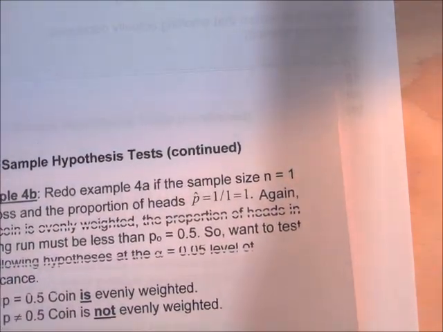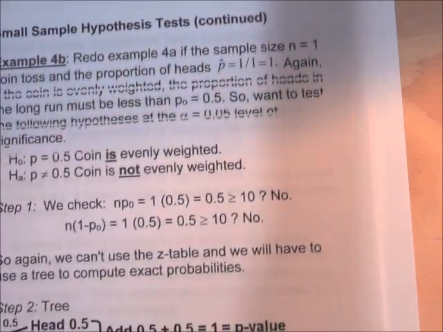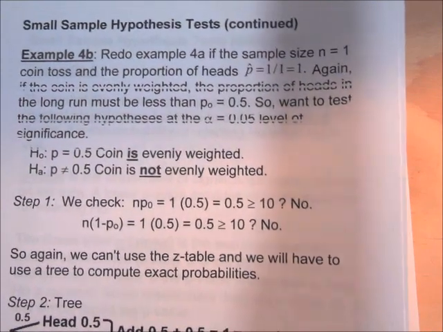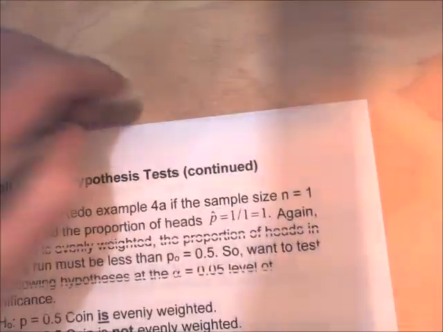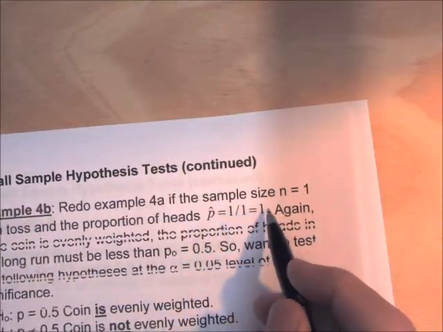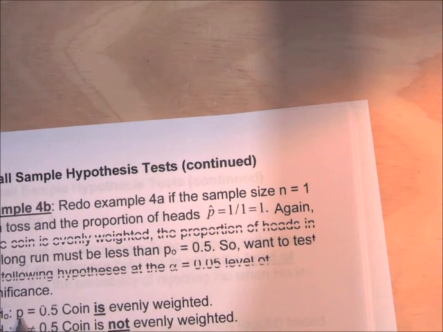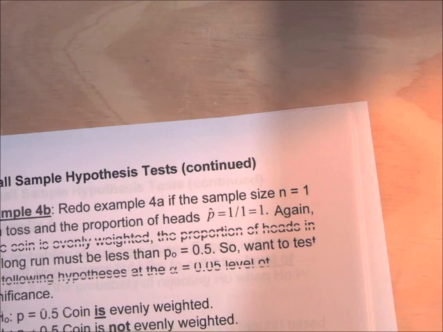Example 4b, here we redo this, except now the sample size is 1, and p hat, the proportion of heads, is 1 out of 1, or 1. So the hypotheses are the same. H0: p equals 0.5, the coin is evenly weighted, versus HA: p not equal to 0.5, the coin is not evenly weighted.